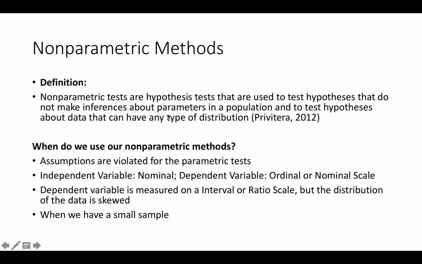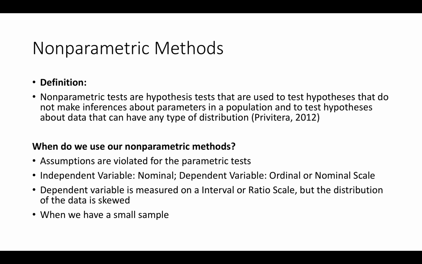In some of the methods that we'll use, they're not necessarily based on a population parameter. Some of them are, but not all of them are based on a population parameter. And if they are based on a population parameter, it's not going to be the mean, it's going to be the median instead. So when do we use these non-parametric methods?